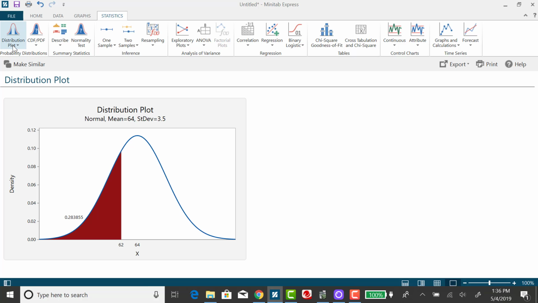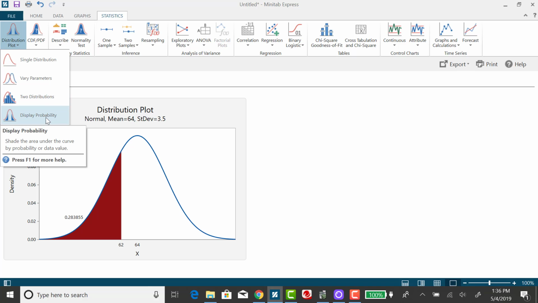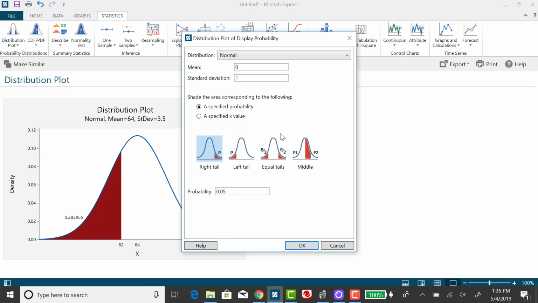Last but not least, let's go to a between case. Let's find the percent of the population of women that have a height between 61 and 70 inches. So going back to distribution plot, display probability, and I want to again change mu and sigma to 64 and 3.5 respectively.